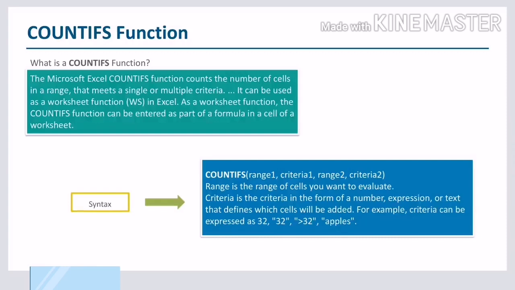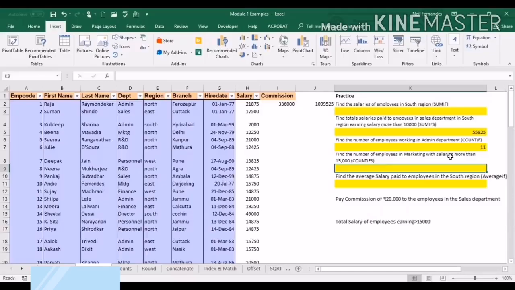Moving on to the next function, which is the COUNTIFs function. Like we learned the SUMIFs function, we also have the COUNTIFs function. How does the COUNTIFs function work? As SUMIFs is used to sum a range that fulfills multiple conditions, COUNTIFs is used to count the number of cells that meet multiple conditions. For example, the question here is to identify the number of employees working in the marketing department earning a salary of more than 15,000 rupees. Now, there are two conditions that need to be fulfilled in order to get the count.